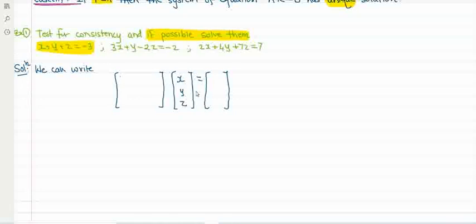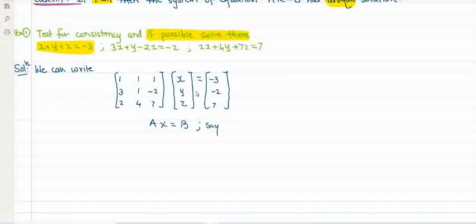Coefficient of Y: 1. Coefficient of Z: 1. Constant: -3. Okay, so like that. Second equation we can write 3, 1, -2, and -2. Third: 2, 4, 7, and 7. And this system of equations I am representing as Ax equal to B.